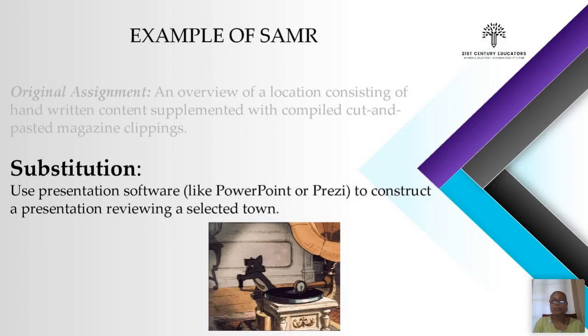So we want to take it up to the next level. The same assignment, an overview of a location consisting of handwritten content. How do we then move that assignment to modification? So the modification, remember, is now our radio, which allows us to have different exposure. So we could have the AM, FM, we could have had the radio cassette. So how would we then change this lesson to augment it?